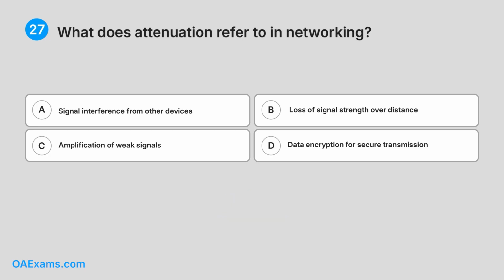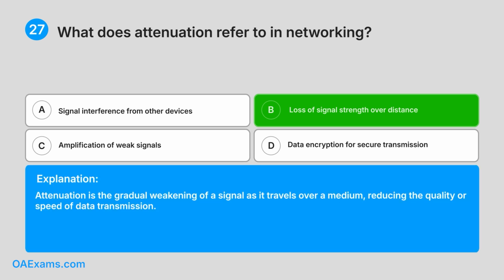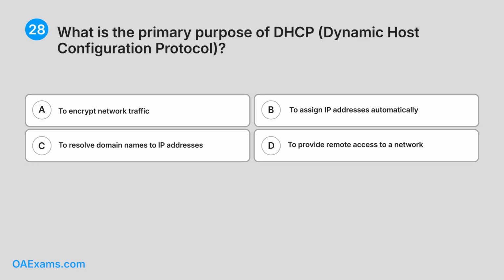Correct answer. B. Loss of signal strength over distance. Explanation. Attenuation is the gradual weakening of a signal as it travels over a medium, reducing the quality or speed of data transmission. 28. What is the primary purpose of DHCP, Dynamic Host Configuration Protocol?